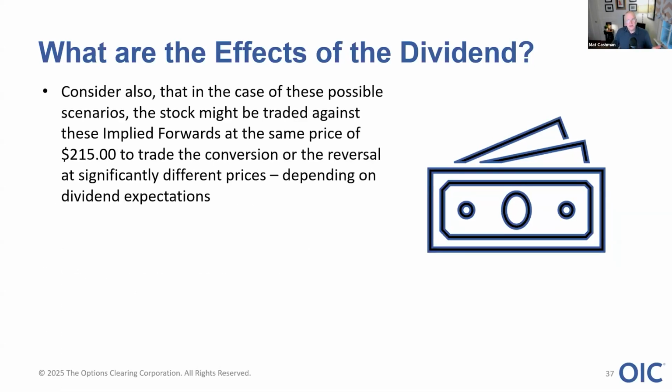This affects the implied forward price, as you might imagine, through the prices of the calls and the puts. Now, consider also that in these possible scenarios, the stock might be traded against these implied forwards. You might create a conversion or a reversal at the same price of the strike, the 215 strike. Depending on dividend expectations, you can create those at different amounts of spread, because the marketplace is discounting the calls by the amount of the dividend or increasing the puts by the amount of the dividend.